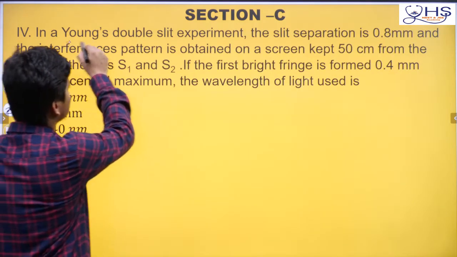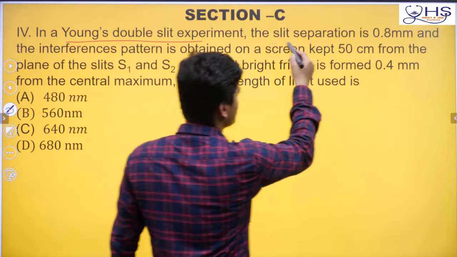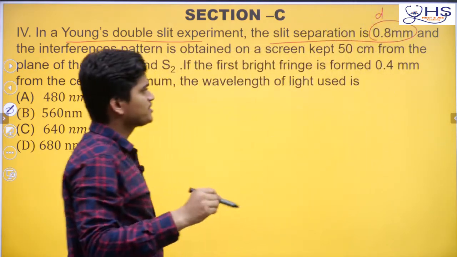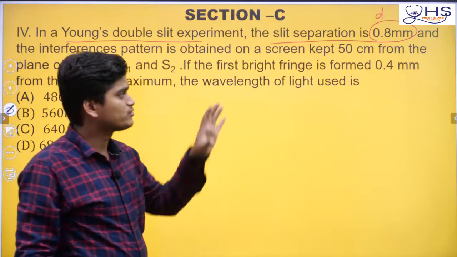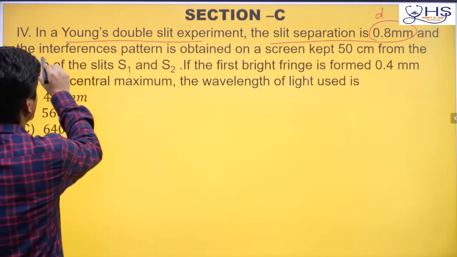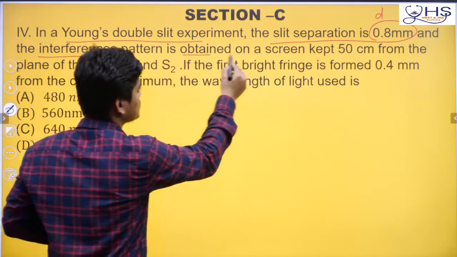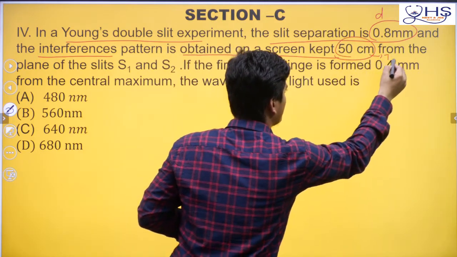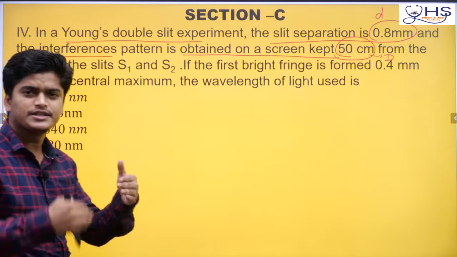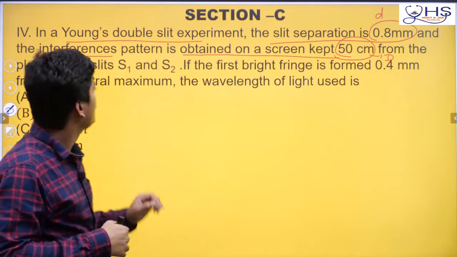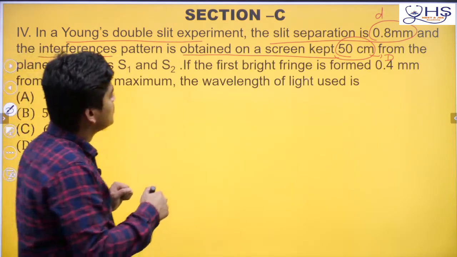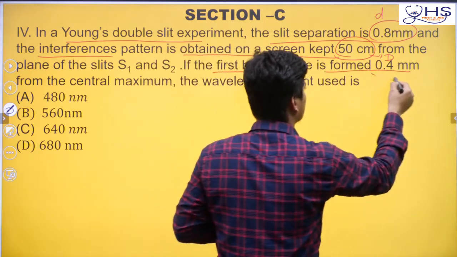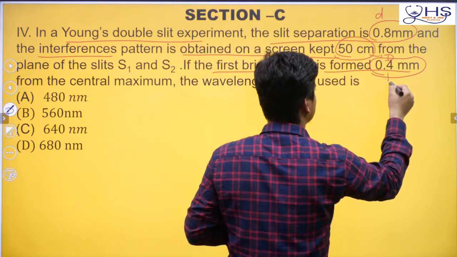In a Young's double slit experiment, the slit separation is 0.8 millimeter. Slit separation means small d value, the distance between S1 and S2, and the interference pattern is obtained on the screen kept at 50 centimeter. That means this is your capital D value. Capital D means the distance between slit and screen, and if the first bright fringe is formed at 0.4 millimeter, so this is where the first bright is formed.